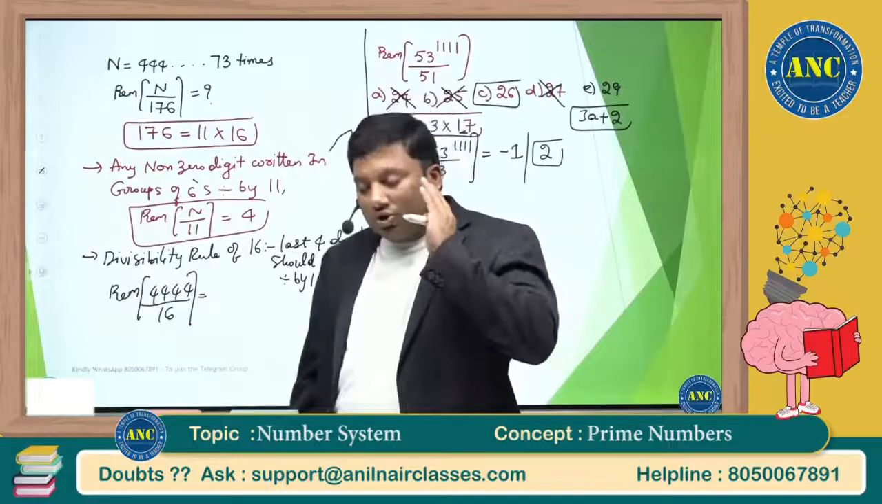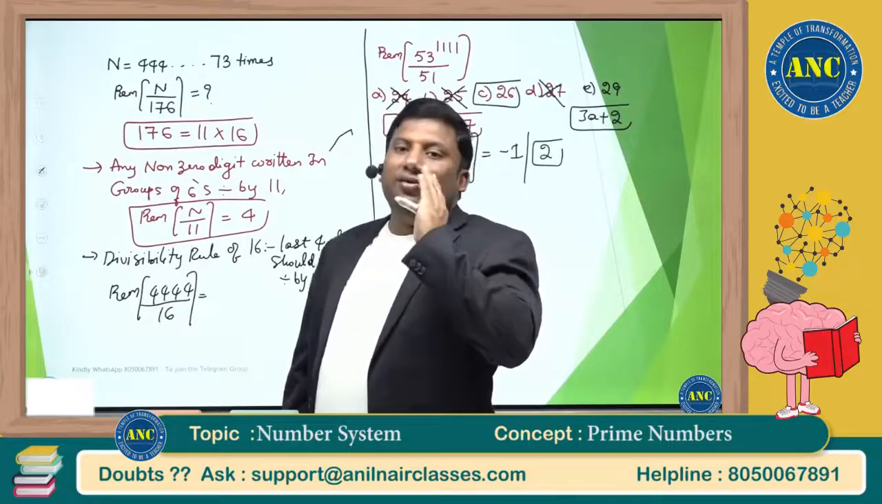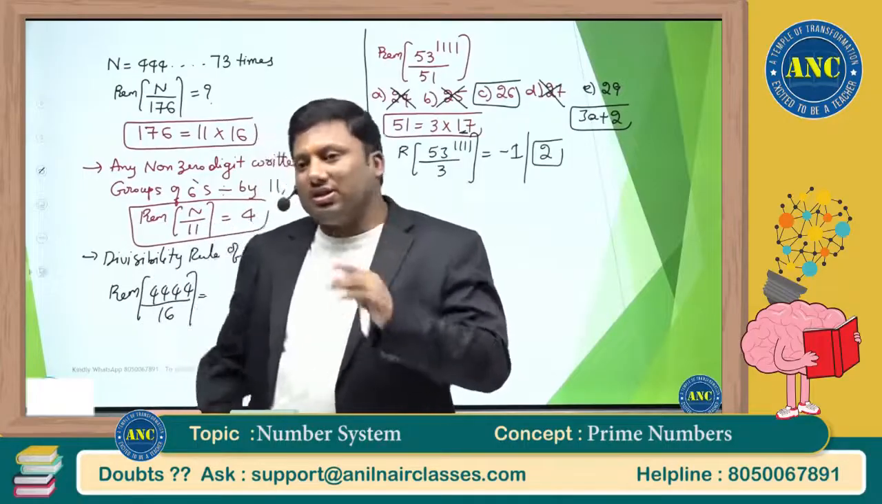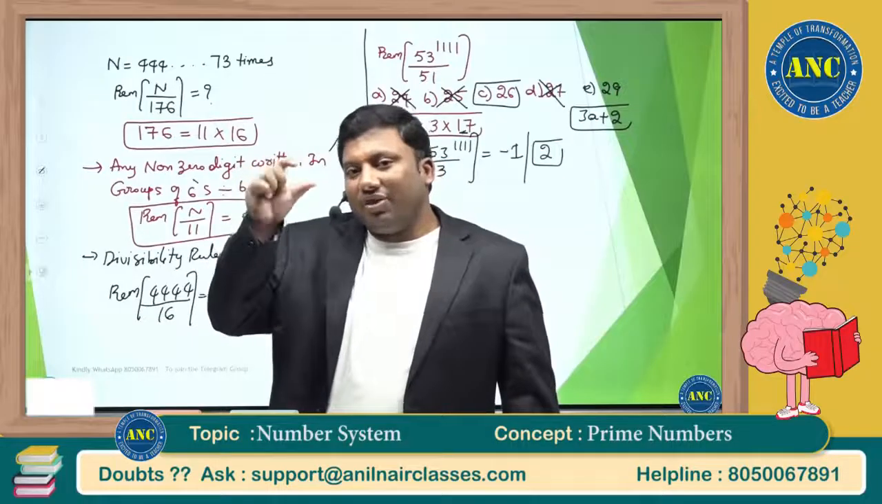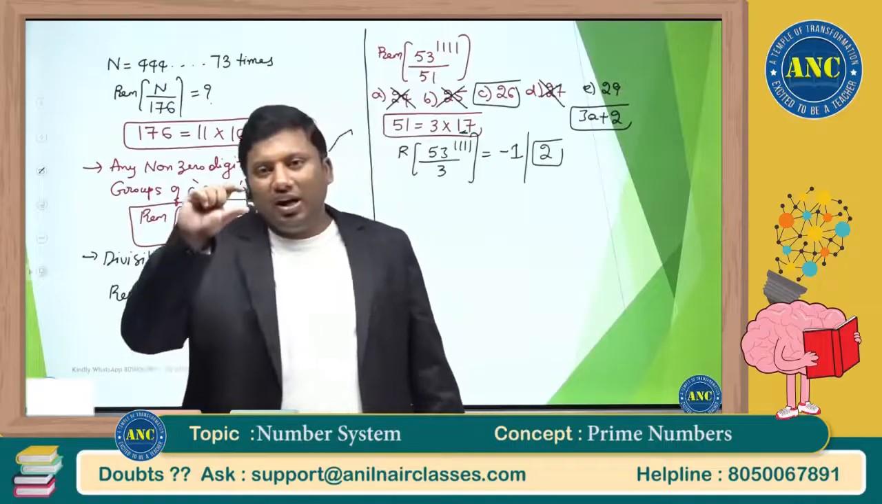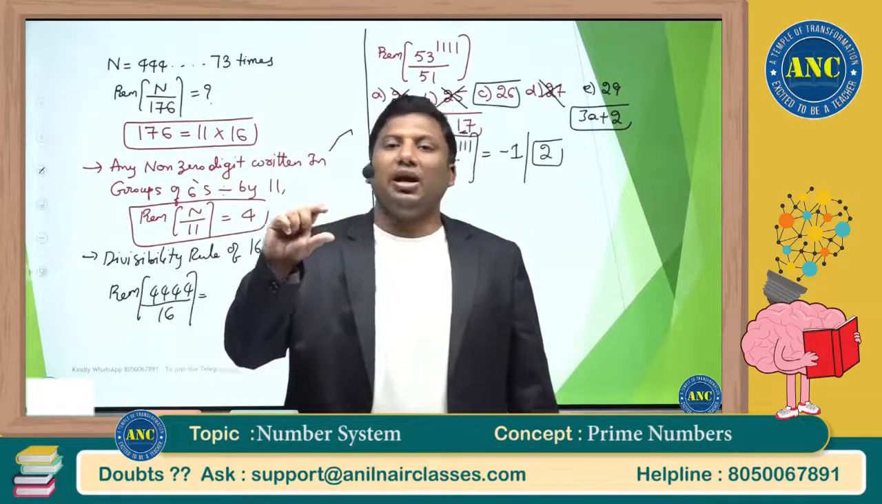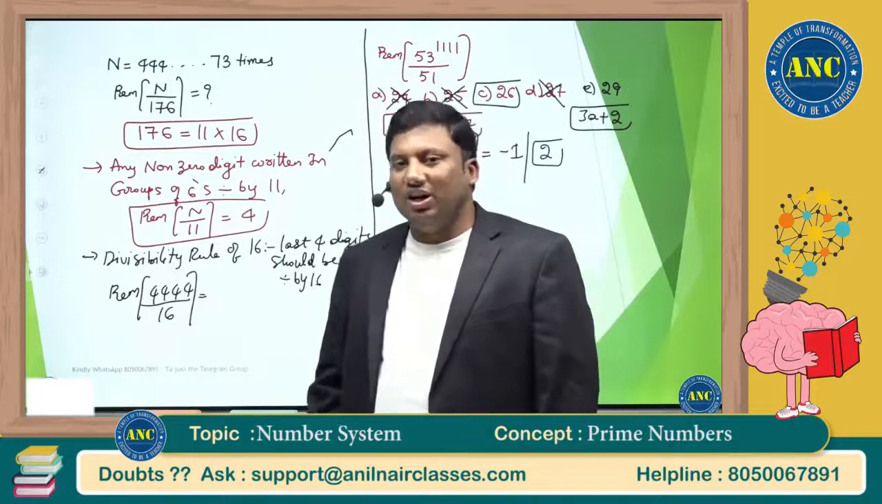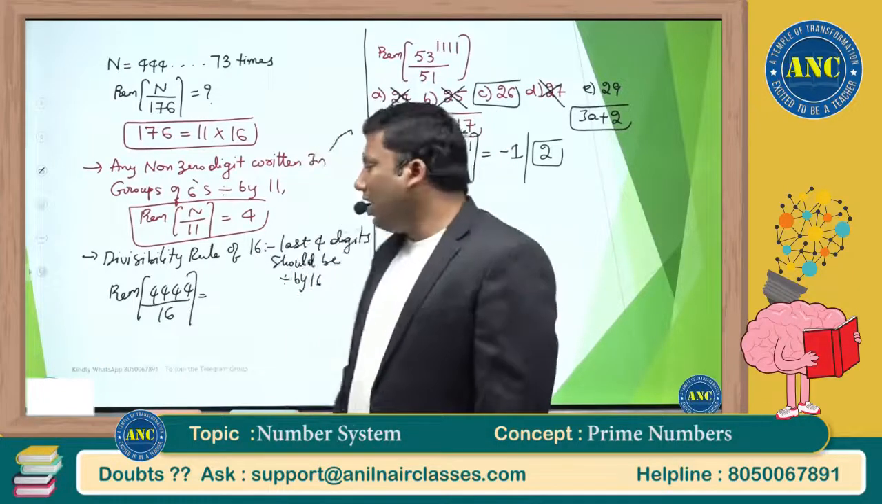Divisibility rule for 2 power 1 is the unit digit. Divisibility rule for 4 is the last 2 digits. If the power of 2 is k, that many digits we have to take. 4 can be written as 2 square, so last 2 digits. If it is 8, last 3 digits. If it is 16, last 4 digits.